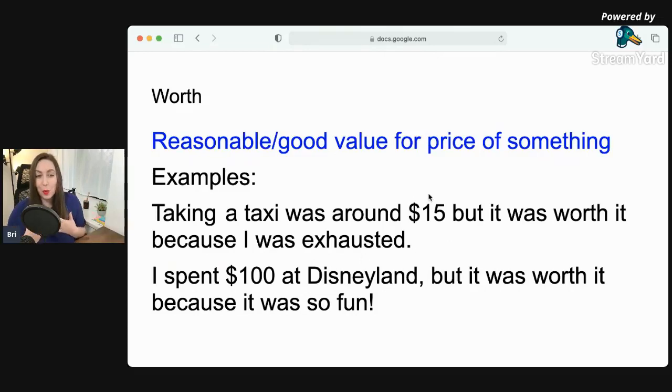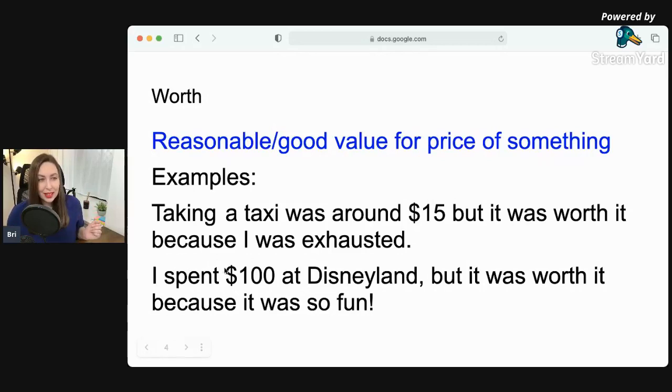I would rather walk home. But if you're really tired, maybe you can't walk anymore, you just want to go home, you are willing to spend the extra money. So taking a taxi was around $15, but it was reasonable. It was worth it because I was exhausted.